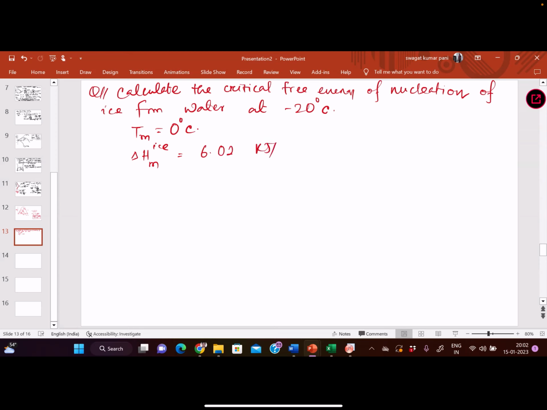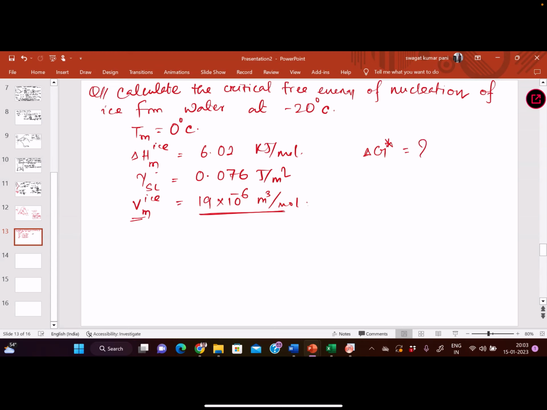6.02 kilojoule per mole. This is the latent heat of fusion of ice. Gamma of liquid solid equal to 0.076 joule per meter square. This is the molar volume, VM. This is the molar volume of ice. That means one mole of ice contains this much volume. So can you calculate this? What is the R star? Or just calculate delta G star for this transformation.